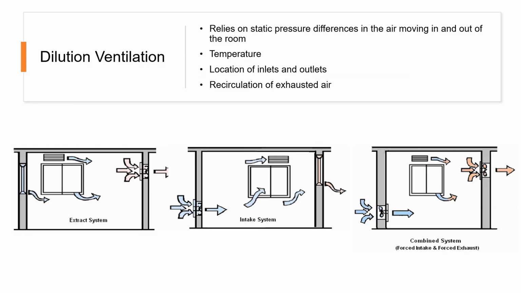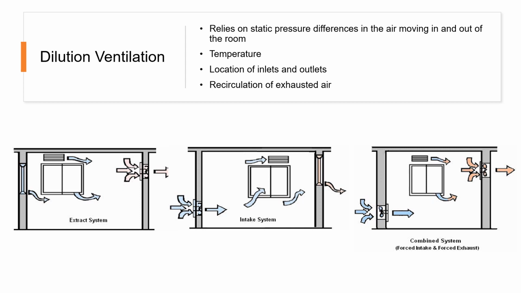The general principles of dilution ventilation rely on static pressure differences in the air moving in and out of the room, temperature, location of inlets and outlets, so that's location of where the air comes in and location of where it goes out, and then recirculation of exhausted air. So remember that air flows from high pressure to low pressure, and this creates a static pressure difference. We're able to use this to our advantage when we're designing dilution ventilation controls like those seen in the example on this slide.